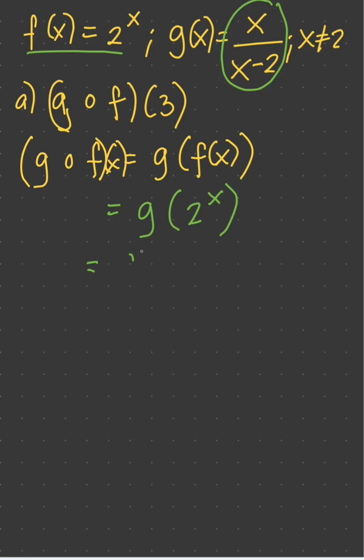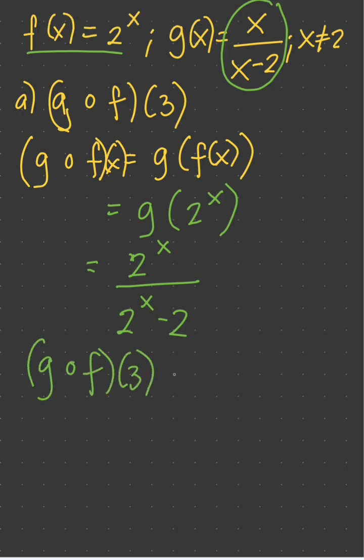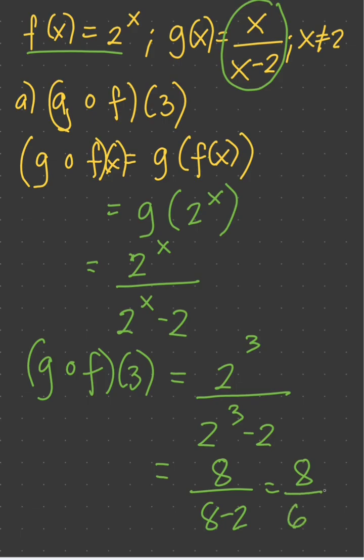So this would become 2 to the x over 2 to the x minus 2. So this would become g of f of 3, which would become 2 cubed over 2 cubed minus 2. So this is 8 over 8 minus 2. So 8 over 6. This is 4/3. Right.